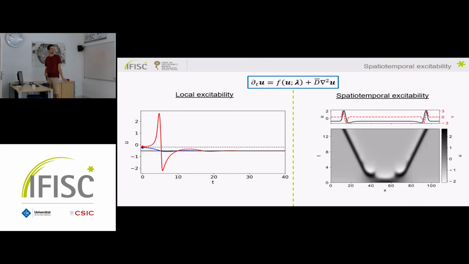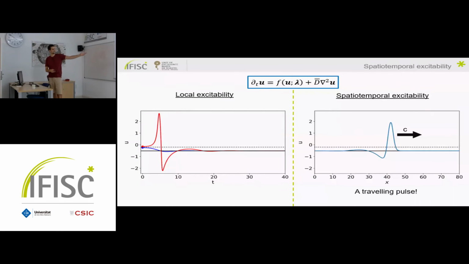For example, I have here a plot with time and space, and we have one of the variables of the system, one of the fields. We initiate the system with a localized initial condition, a Gaussian down here, and this Gaussian is going to create two pulses moving in opposite directions. We can isolate one of these pulses, and it's a traveling pulse, a pulse that travels in space without changing its shape with a given velocity c.